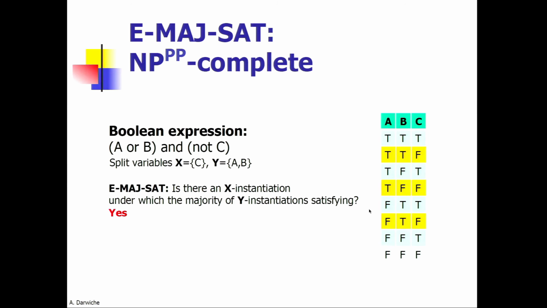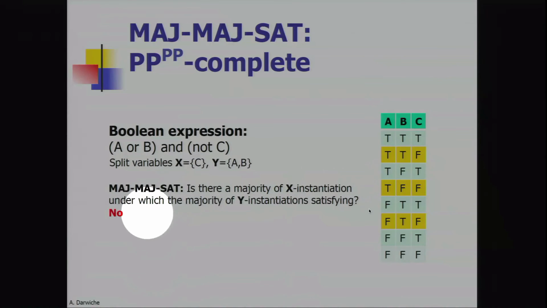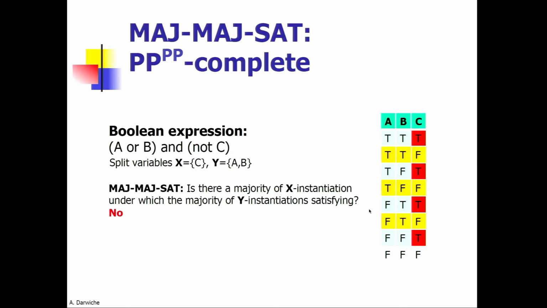Okay, now can you figure out the last one? We're splitting the variables, but now we're doing PP to the PP, and it's called MAJ-MAJ-SAT. You can't have any more hints than that. So what's the question? The question is: is there a majority of X instantiations under which the majority of Y instantiations are satisfying, right? Now, because C has two instantiations, we really need two of them to have that property for this to work, right? Under C false, the majority of A, B are satisfying. Under C true, none of them actually. So the answer, therefore, is no.